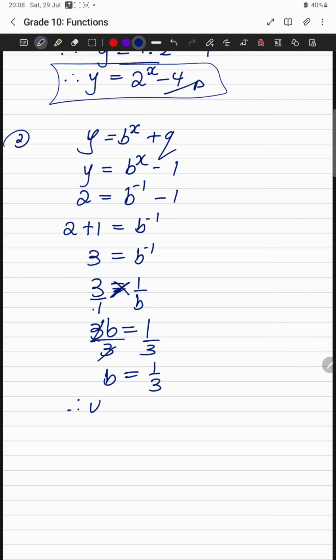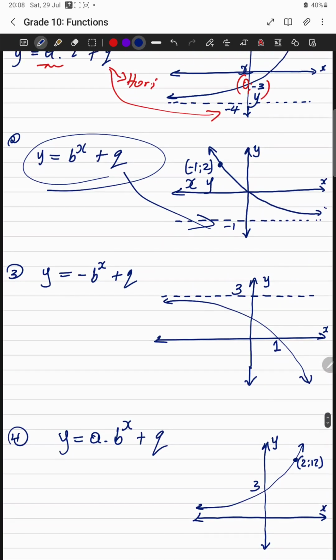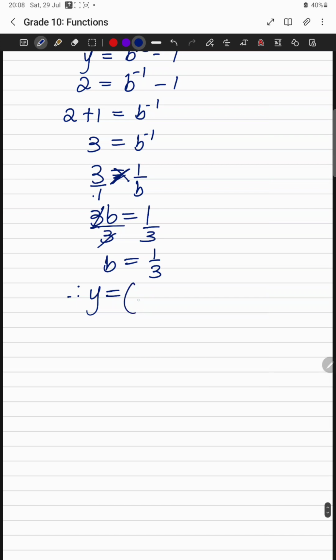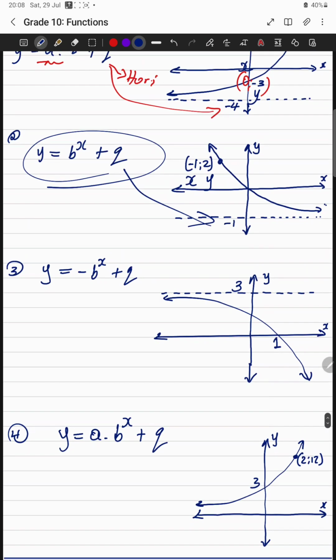So we just say therefore y is equal to, in place of b, so it says b to the power x, we're just going to say b must be 1 over 3, and then to the power x, and then must be -1. That is the asymptote. So this is the equation. Now let's go to number 3.